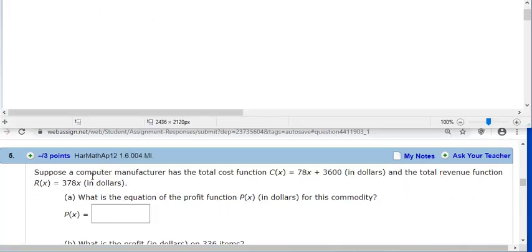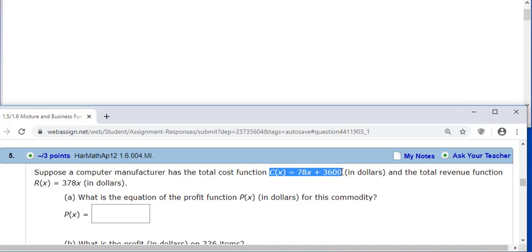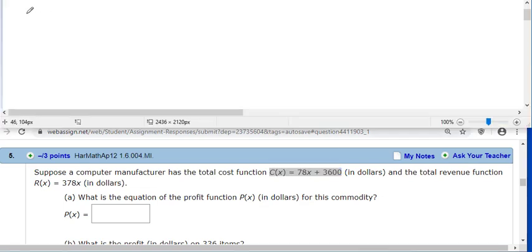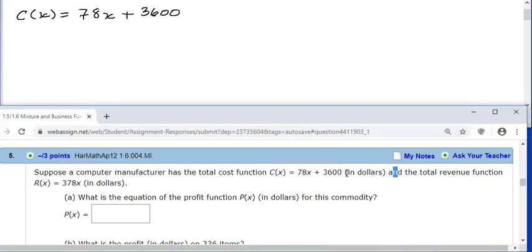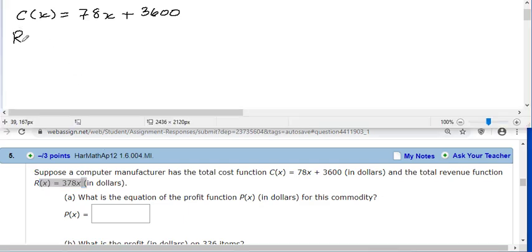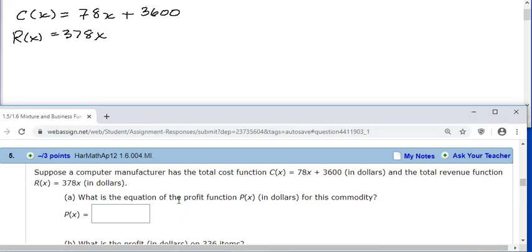On problem number 5, suppose a computer manufacturer has a total cost function and then they hand you a cost function. Don't get used to that. Later on, we'll have to create that ourselves. But for now, just be grateful that you know the cost function was 78x plus 3,600. And the total revenue function was 378x. Given that information, what is the equation of the profit function?